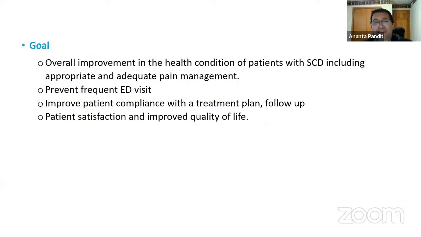So overall, my goal is to minimize the barrier between sickle cell patients and getting emergency care, and improving the overall health condition of patients with sickle cell disease, including education and appropriate pain management, preventing their frequent ER visits, improving patient compliance with the treatment plan and follow-up, and overall improving quality of life. Thank you.